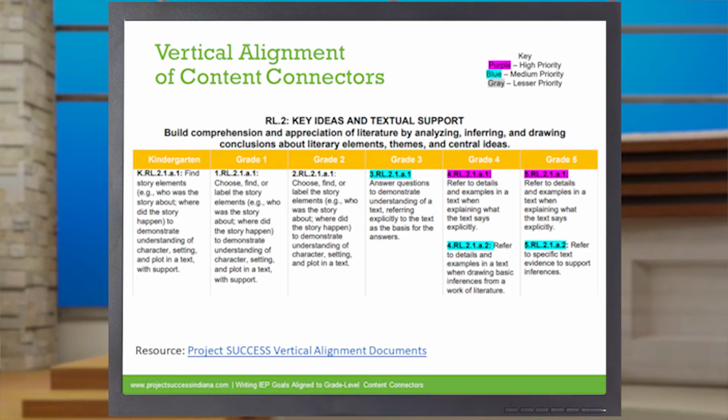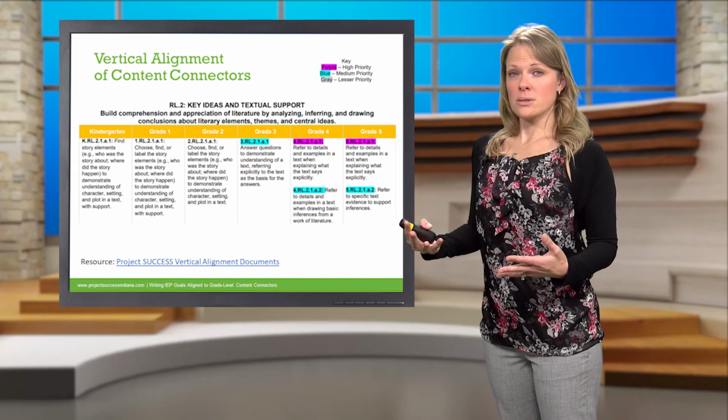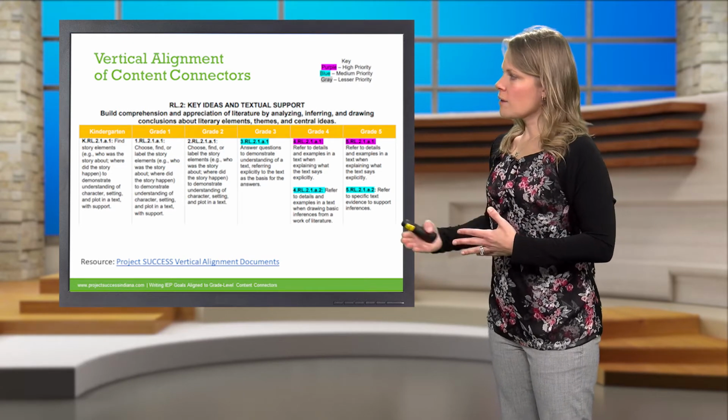You'll notice the color coding there. This is the priority I was talking about earlier. So depending on how often a content connector is likely to be assessed on the IAM assessment, that's how we've determined this color coding. And so anything that is purple, we consider to be high priority. It is for sure that content connector will be assessed at least once on the assessment.